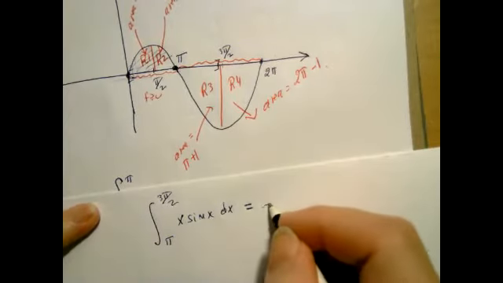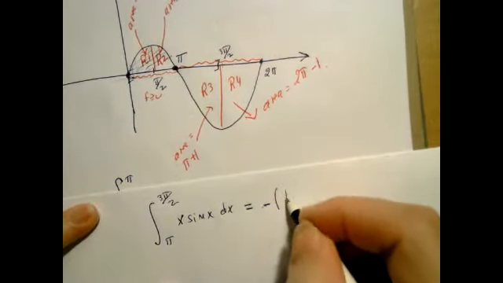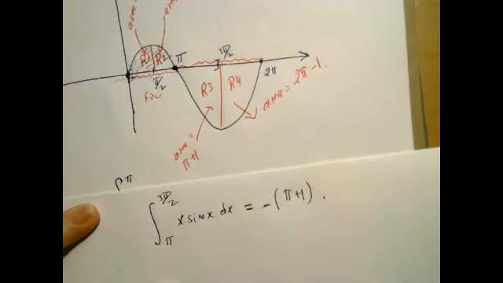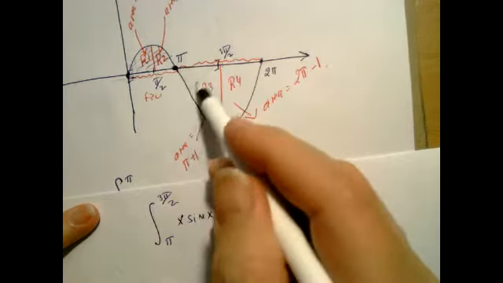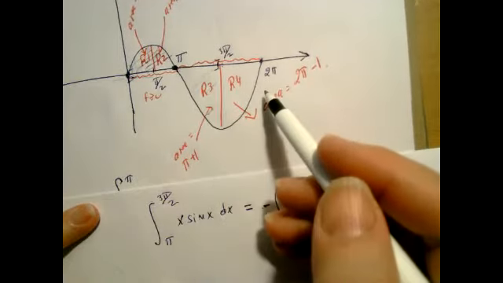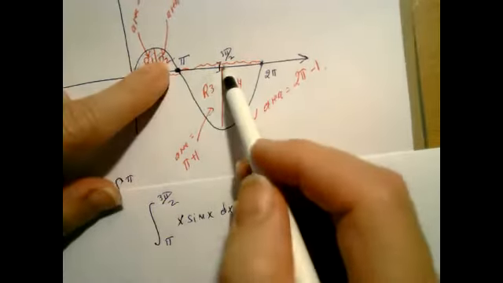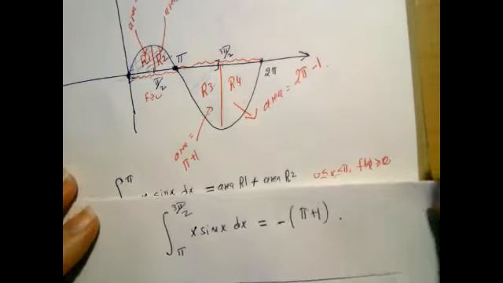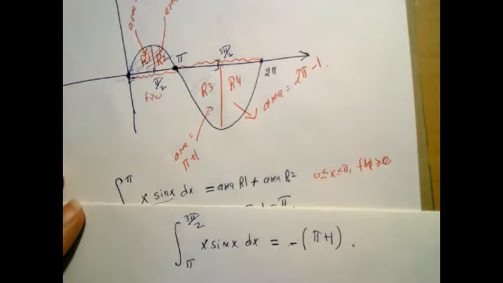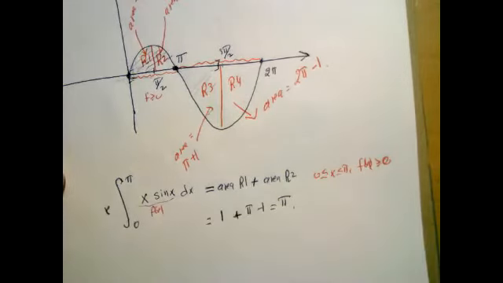Somebody is telling me it's minus pi plus 1. Is it correct? Absolutely. From pi to 3 pi over 2, my function is negative, totally negative. It means it's minus this area. So that's the interpretation of the definite integral. All right, any other questions about the homework? Very good.